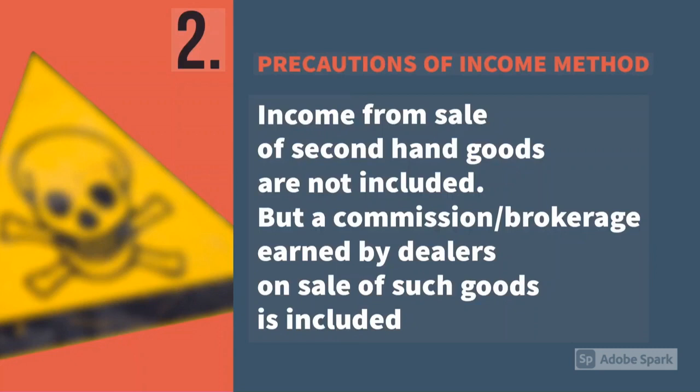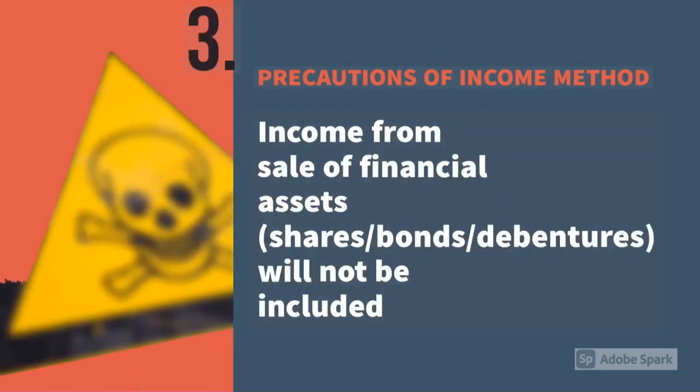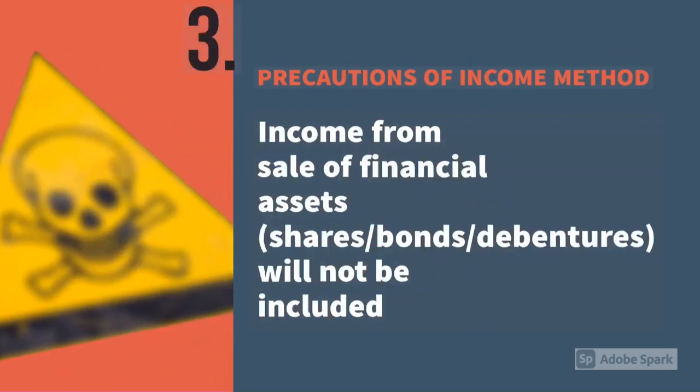However, any brokerage or commission which is received by broker or agent for the sale of such goods will be included because it is an income received for rendering productive service in the current year. The third thing to remember is income from sale of shares, bonds, debentures, and any financial assets. Now, these transactions do not contribute to current flow of goods and services. They are mere paper claims, just involve a change of title, so not included.